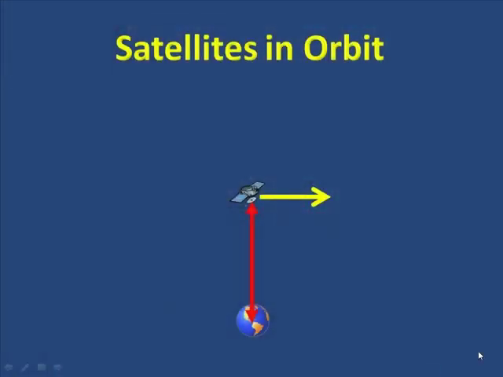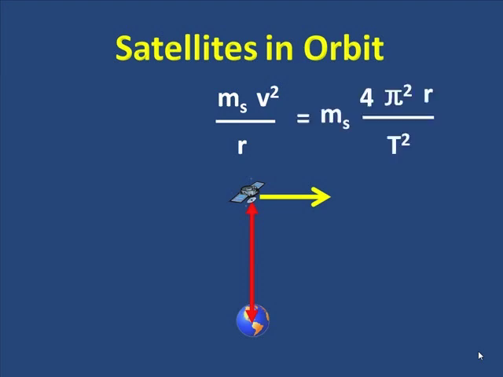Let's use what we know about circular motion to analyze this. If something's moving in a circle, the net inward force is mv squared over r. We also know that this can be rewritten in terms of the period. And so we can write m, and now notice m is the satellite always, 4 pi squared r over T squared. Now, next we ask, what is causing the inward force?